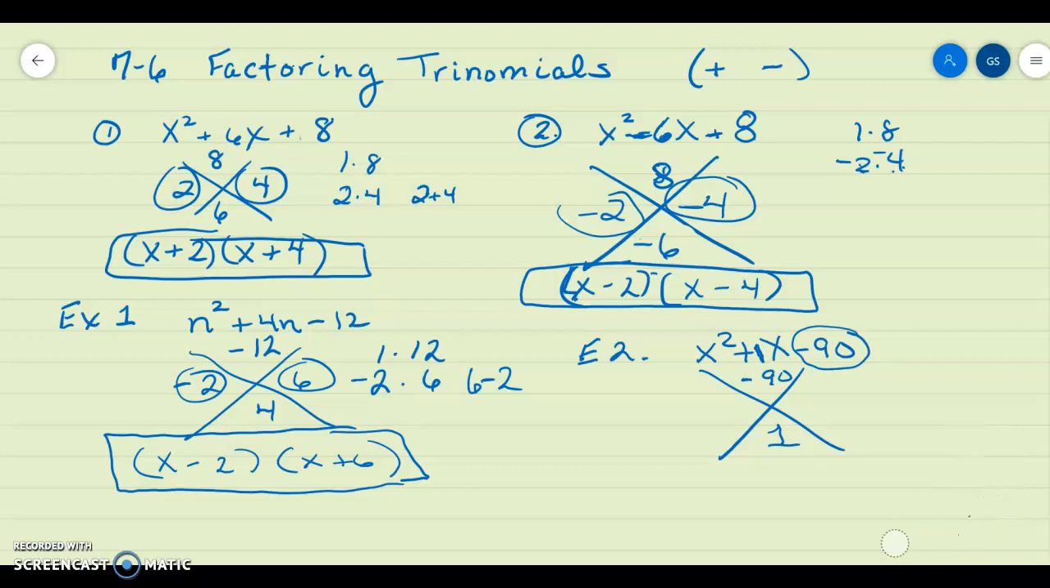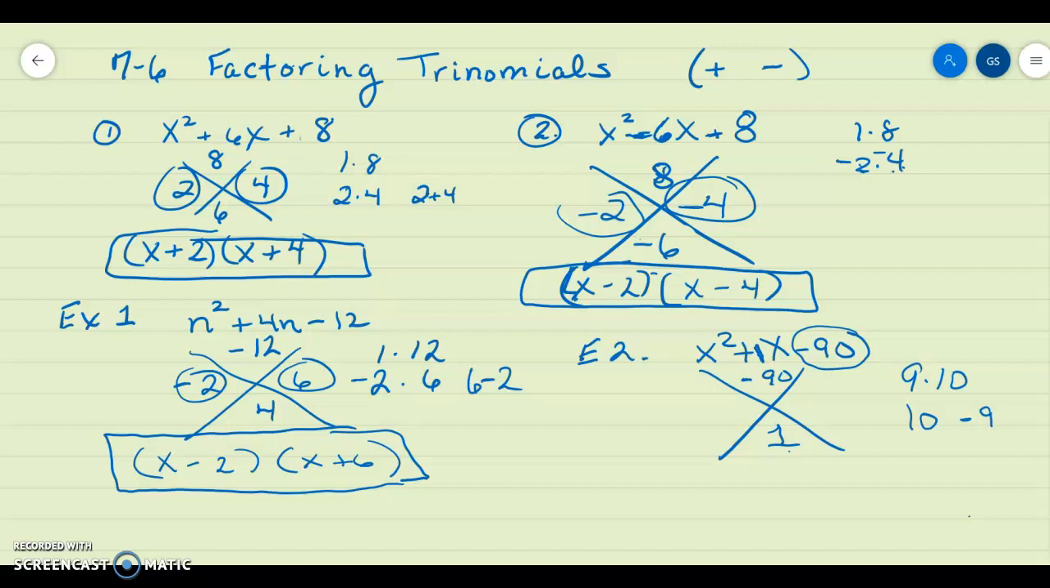So let's see. Do we have a 7? Does 7 go into 90? No. 8? No. 9? Yes. 9 goes in 10 times. So 9 times 10. Okay, so now let's think about this. 9 plus 10 is 19. We don't want that. What about 10 minus 9? 10 minus 9 is 1, right? So 10 and negative 9.